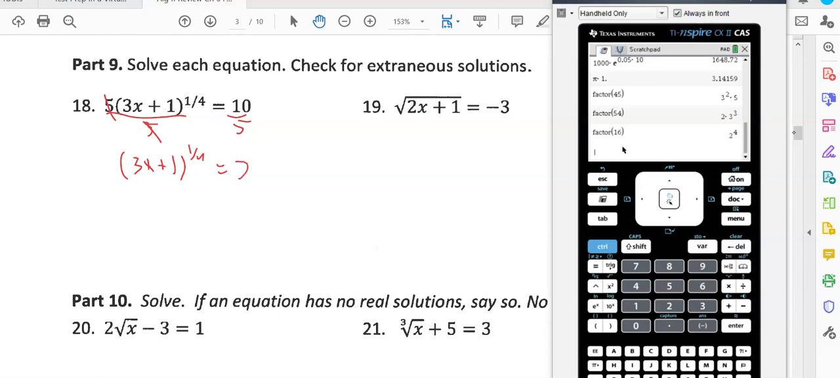equals 2. Now we're going to put both sides to a certain power, and I always do the reciprocal power of that fraction. So 1/4 reciprocal is 4, so I'm going to put both sides to the 4th power. So this is just 3x plus 1, that's pretty nice, equals 2 to the 4th we did a minute ago, 16. Subtract 1, so 3x equals 15. Divide by 3, you get x equals 5.